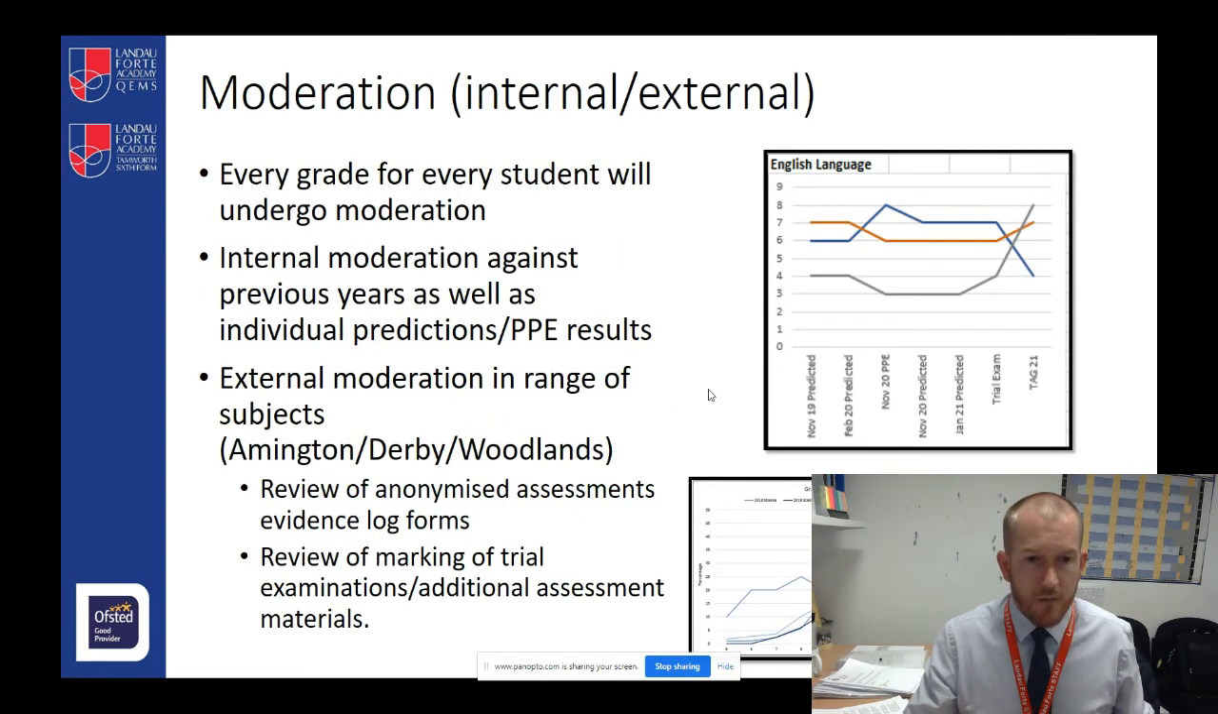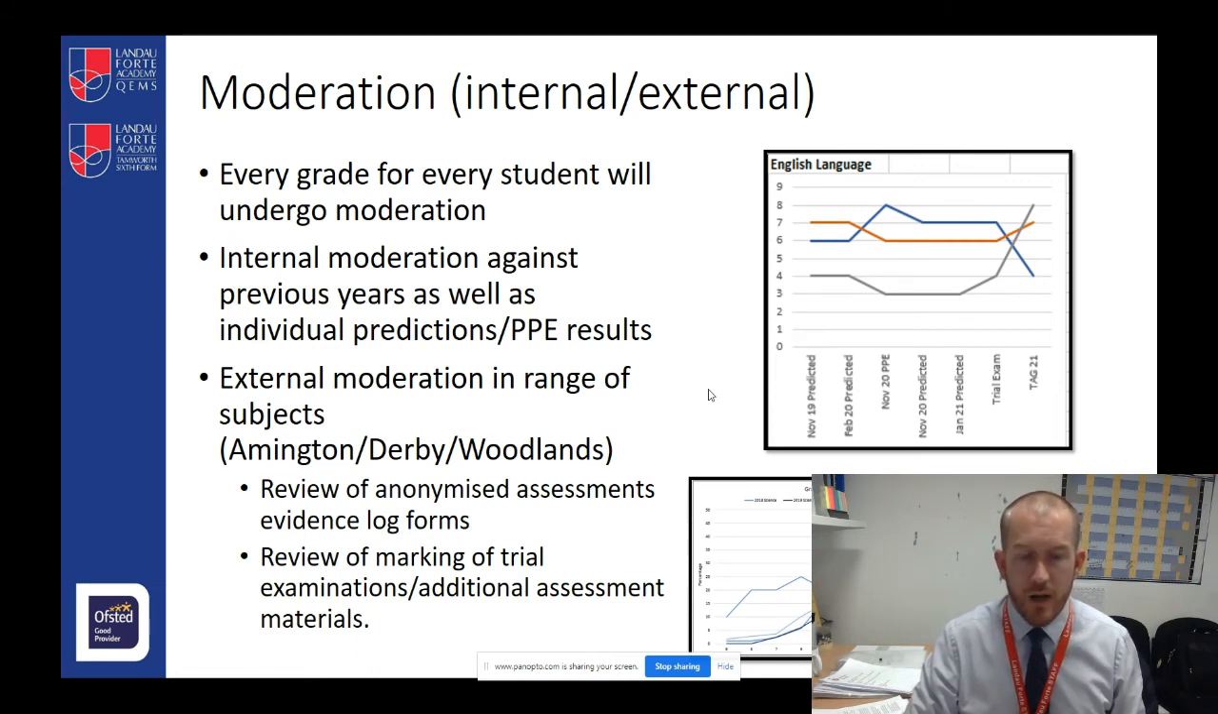In summary then, for you, as to what we'll do moving forward, once those grades have been submitted, we'll spend 2 weeks moderating them. And what I mean by that, every grade for every student will be looked at. We're not going to pick a sample like the exam boards will. We are going to look at every possible one.